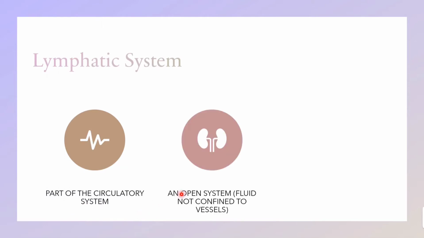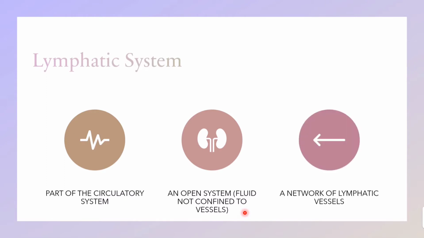And the lymphatic system is an open system, so this means that the fluid in the lymphatic system is not confined to the vessels for the entire time. So it means that they're open-ended, they can let the fluid out of their vessels. And the lymphatic system is a network of lymphatic vessels.